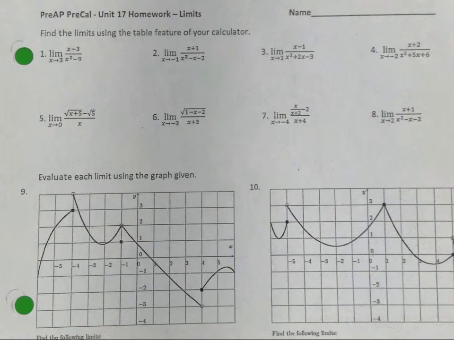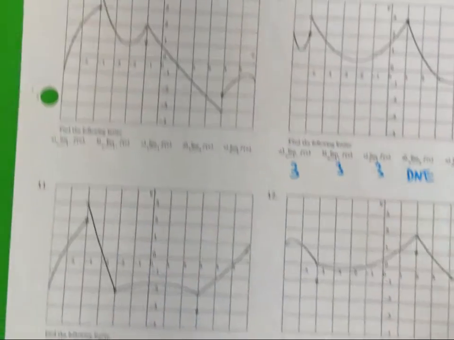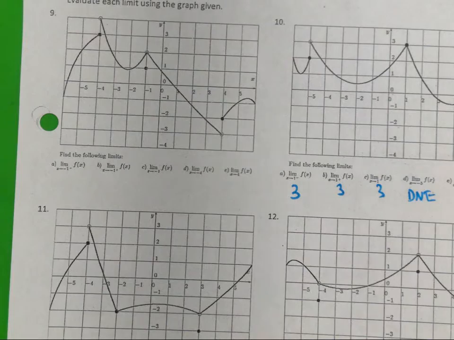All right. Your homework is 1 through 5 by table. 9 and 11 is by graph. Do 9 and 11 first. Do 9 and 11 first. On page 9.